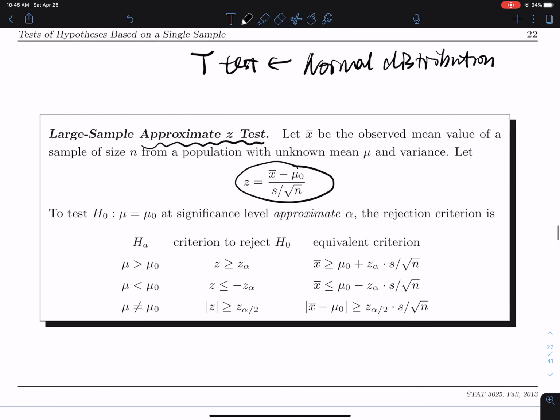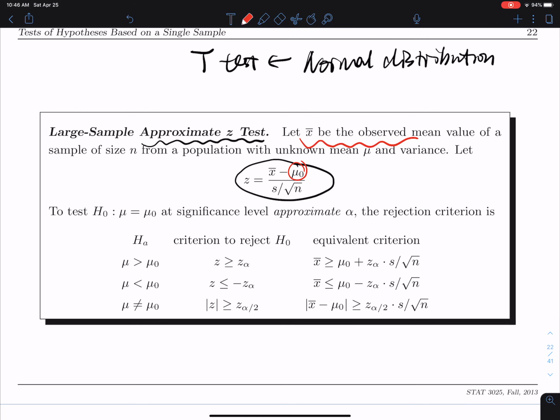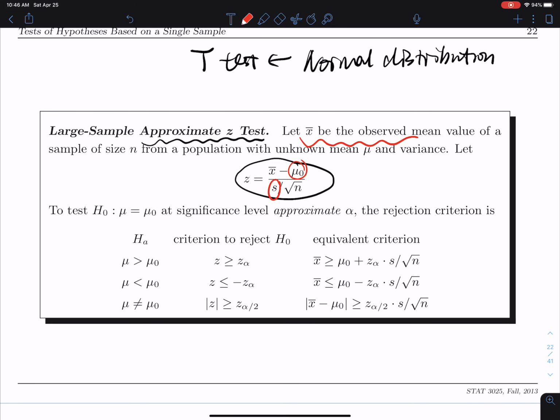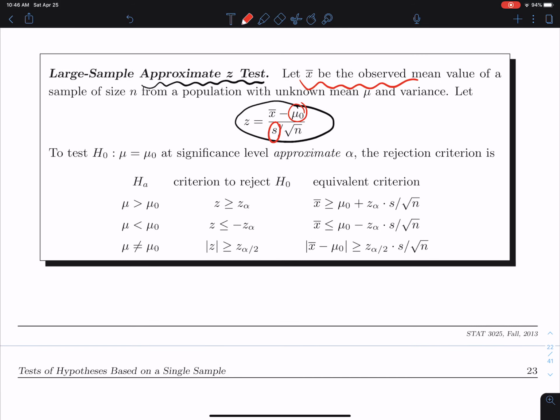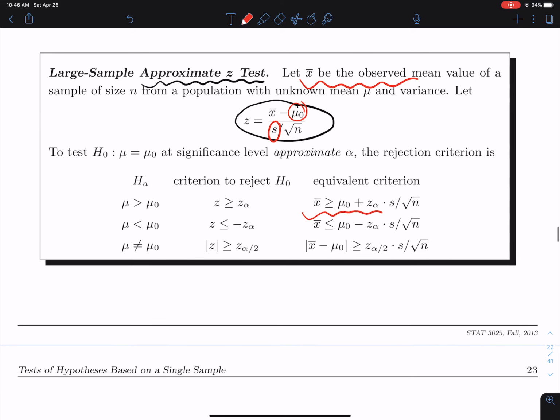So the test statistic is as follows, and this is the same as what we mentioned before. X bar is the sample mean, the observed sample mean. Mu0 is the number we would like to test, which is known, given in the hypothesis, and S is the standard deviation of the sample, and N is the sample size. Everything will remain the same as before for the test. The only difference is that we use the approximate z-test when the population is not normal, or we don't know whether it is normal, and the sample size is large.